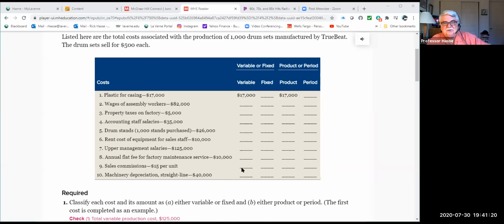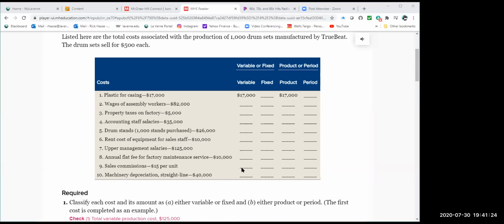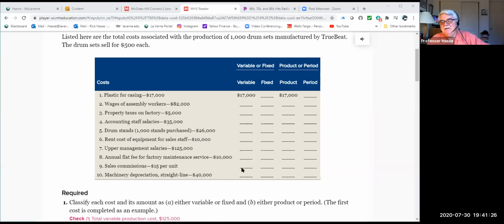If it's silent, you know you're wrong. Oh my gosh, wait, okay. Variable period. Very good. There we go. Good job, Joel. Variable because it's $15. The more units you sell, you get more money. Variable, but it's a period cost because it has nothing to do with the production of the product. It's a sales commission. Okay? Good job, Joel. You're done for the night.